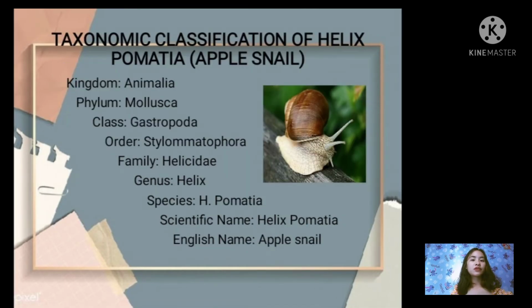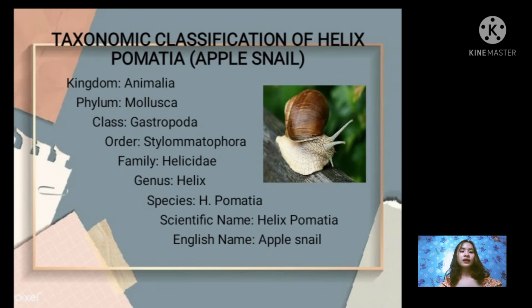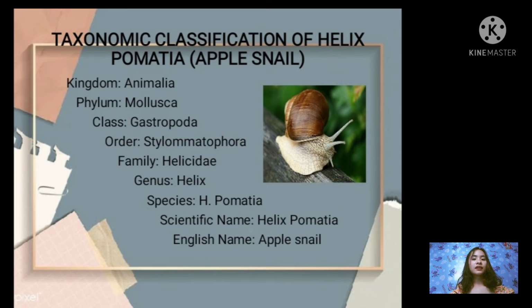Taxonomic classification of Helix pomatia, or the apple snail. The kingdom is Animalia. The phylum is Mollusca. The class is Gastropoda. The order is Stylomatophora. The family is Helicidae. The genus is Helix. Species is Helix pomatia. Scientific name is Helix pomatia. English name is apple snail.